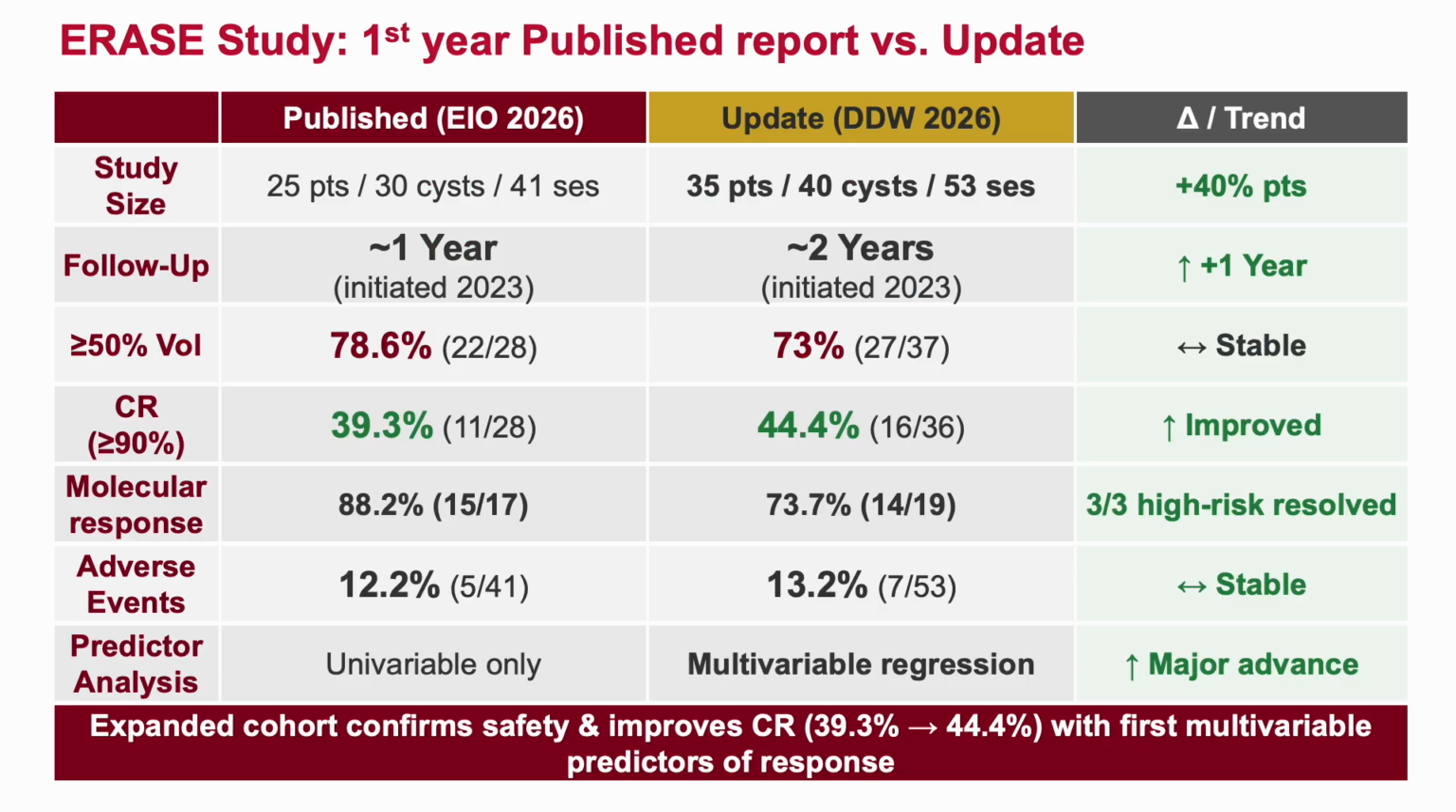So when you compare the prior published to the current, what are the few changes? We have had a 40% increase in patient volume, and we have a longer duration of follow-up. The partial response, more than 50% response, is stable, around 75%. The complete response rate has improved to 44%. The adverse event rate stays stable. And for the first time, we had enough sample size to do a multivariable analysis to predict response.